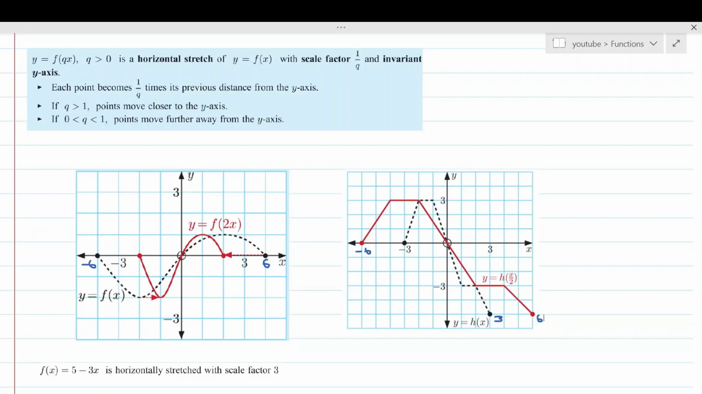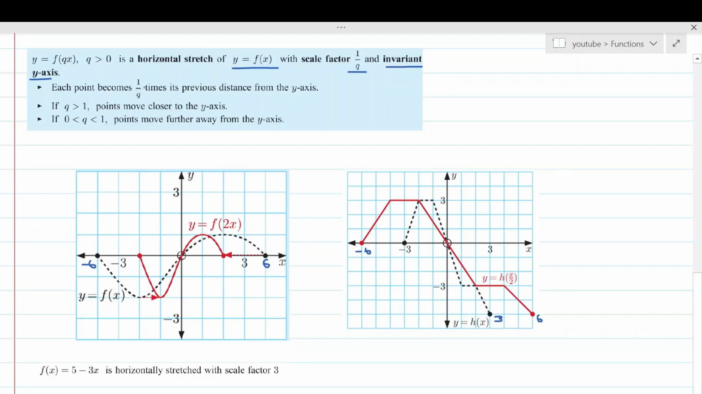So a horizontal stretch of a function f(x) is nothing but manipulating our function with a scale factor of 1/q, which changes our function to y = f(qx), where q's value is greater than 0. As I mentioned, 1/q would be the scale factor, and the invariant axis in this function is going to be the y-axis, meaning our y-coordinates will not change, but the x-coordinates are going to change depending on the value of q.